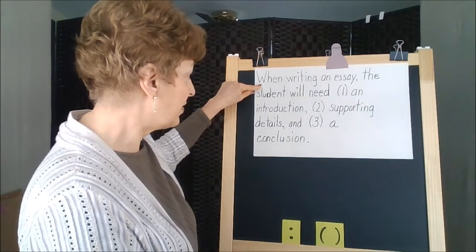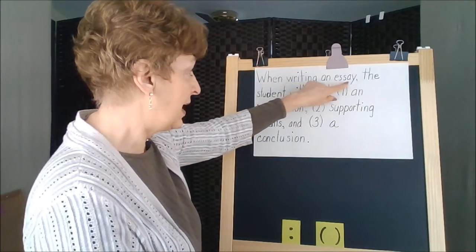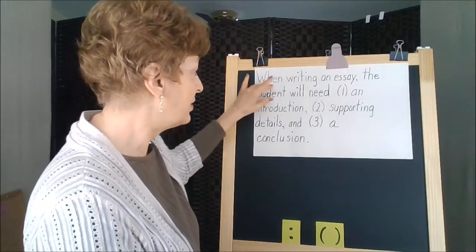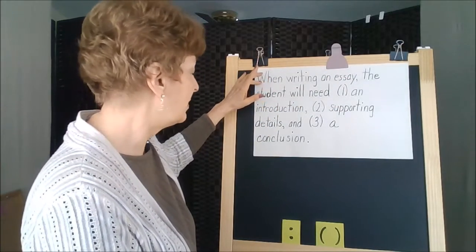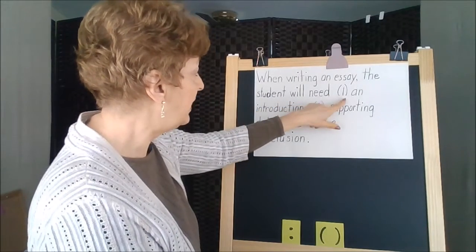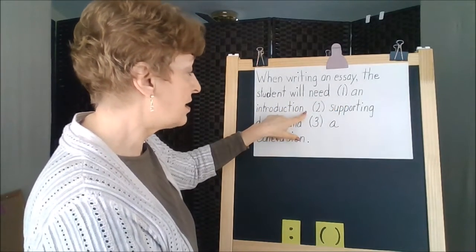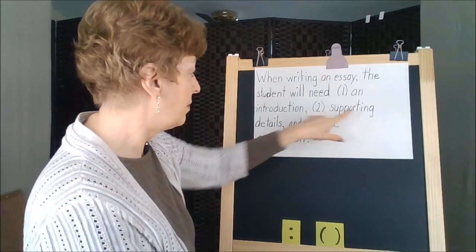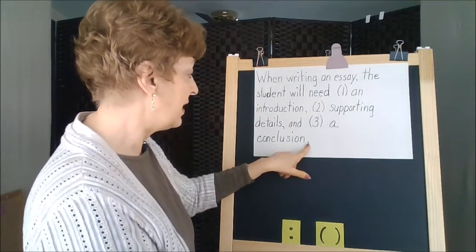Coming back to this sentence for a second, when writing an essay, here's a comma. This is an introductory modifying clause or phrase. The student will need an introduction, comma. It's a list, so we are putting commas between our pieces, and then the end punctuation mark.